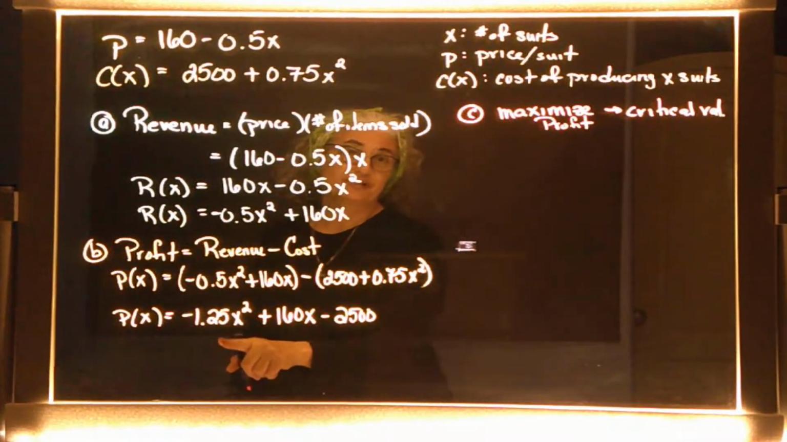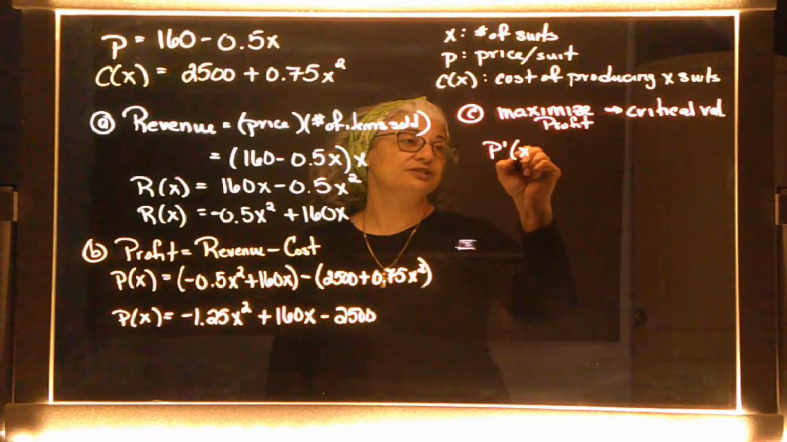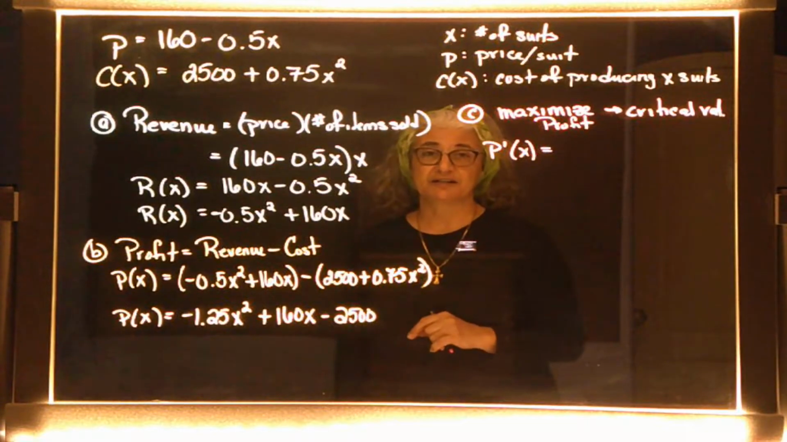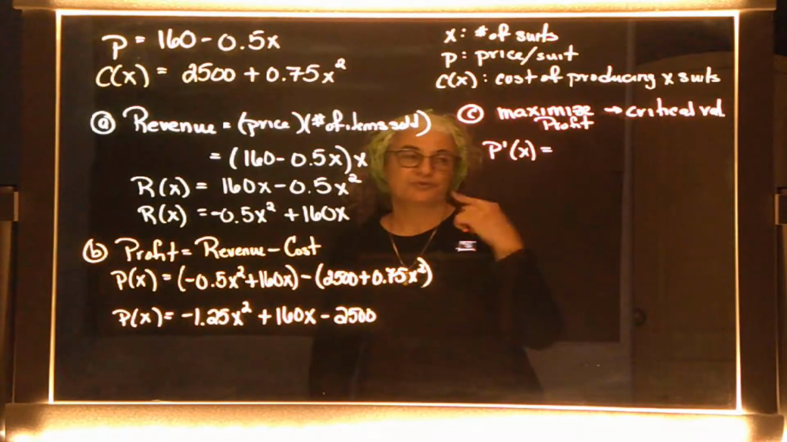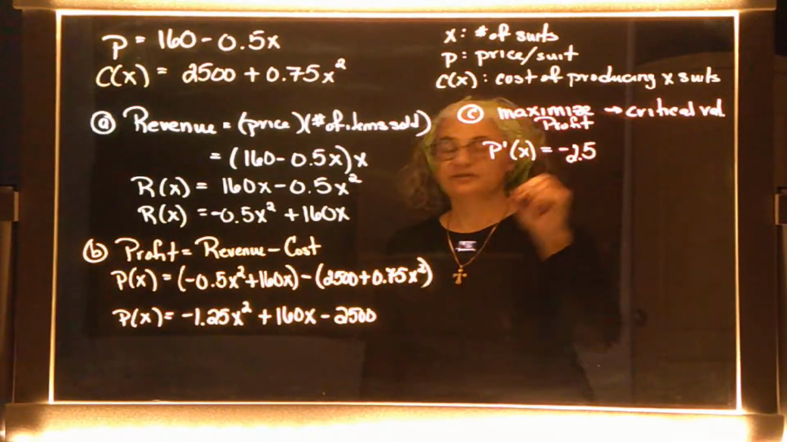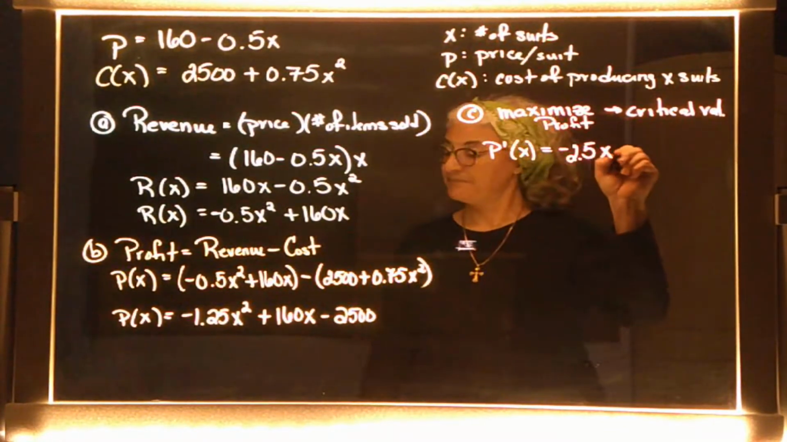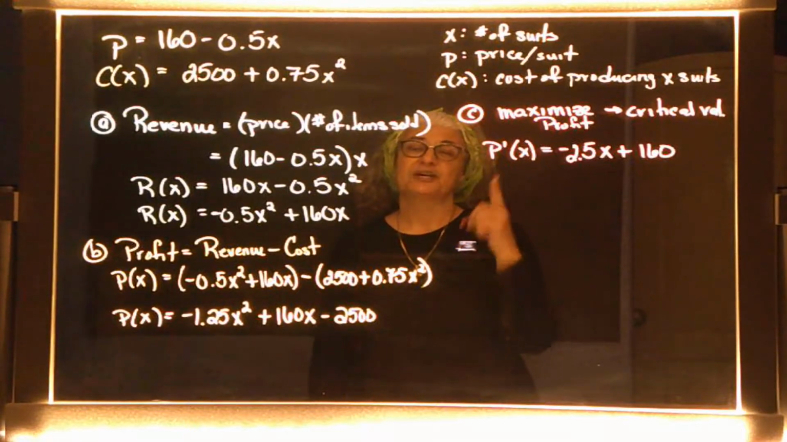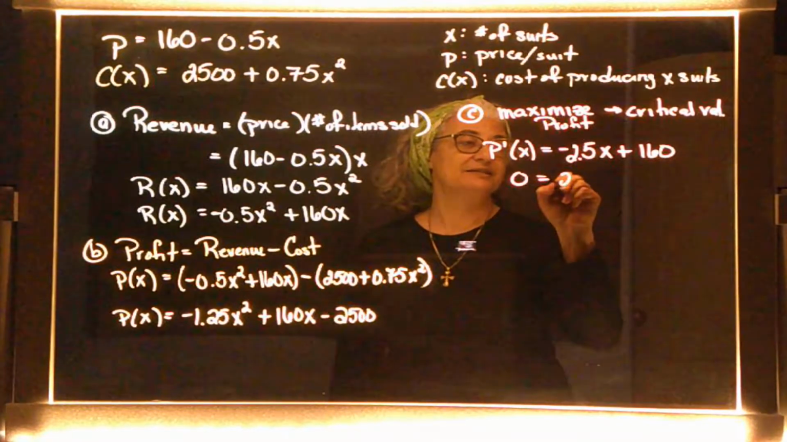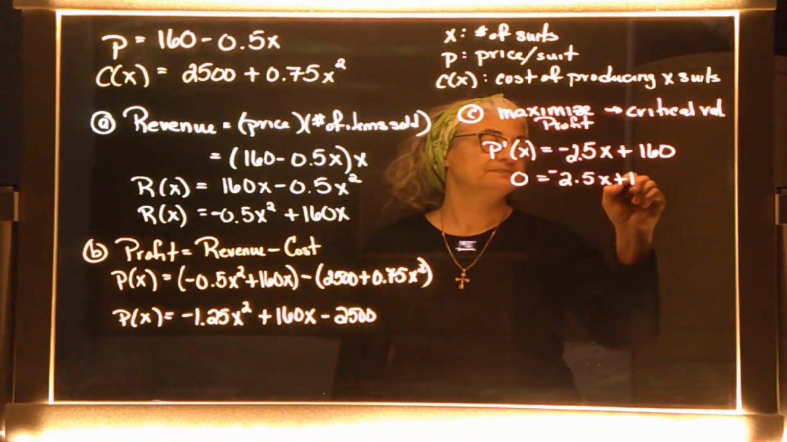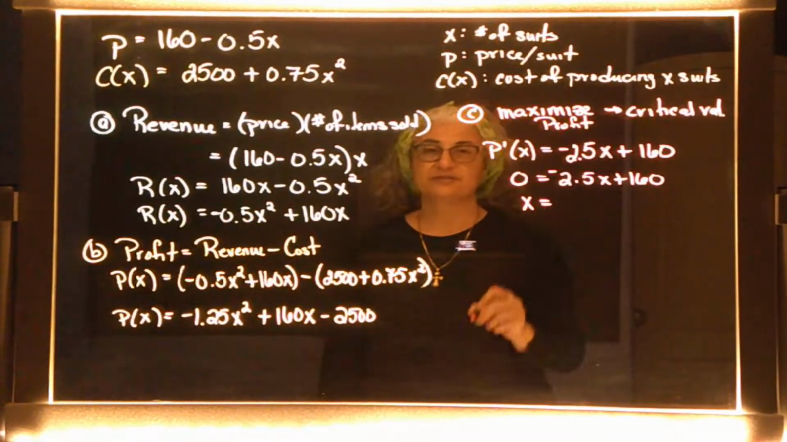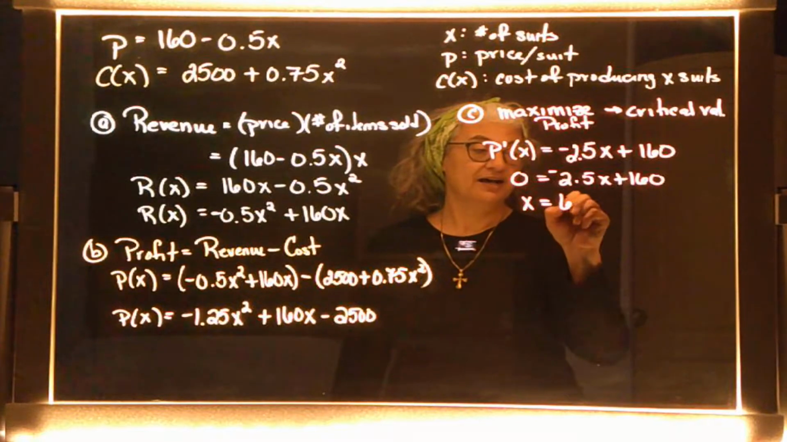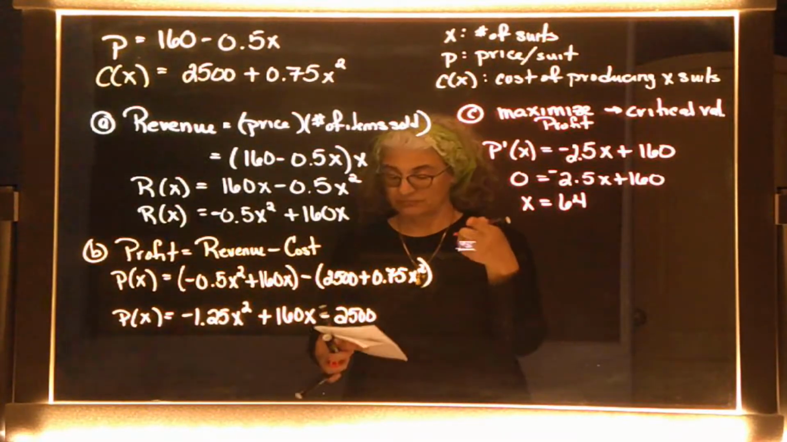So we need to take the derivative, right? The first derivative of the profit function we just found. So go ahead, pause the video, take the first derivative, and then come back when you got it. Got it? Okay, so this is what I got when I took the first derivative. Negative 2.5x plus 160. And then you've got to do what? Right, to find the critical value, you've got to take that and set it equal to 0. And after you set it equal to 0 and solve for x, again, this is all your algebra skills, so I'm assuming your algebra skills are good. I got 64. Did you?